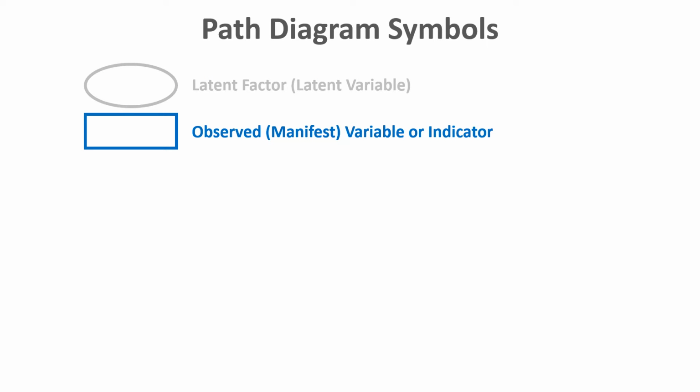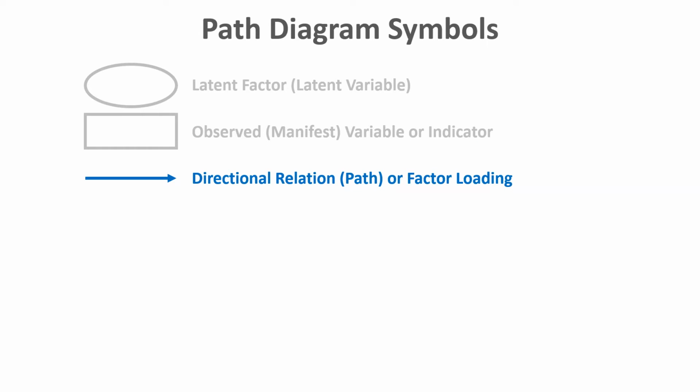If you see a square or rectangle, this is conventionally going to represent any variable that we've actually observed or directly measured. And in the context of confirmatory factor analysis specifically, sometimes we refer to these as observed indicators or just indicators. Anytime you see a single directional arrow, where there's just a single direction or point to it, we call this a directional relation or a path, or in the context of confirmatory factor analysis, a factor loading.